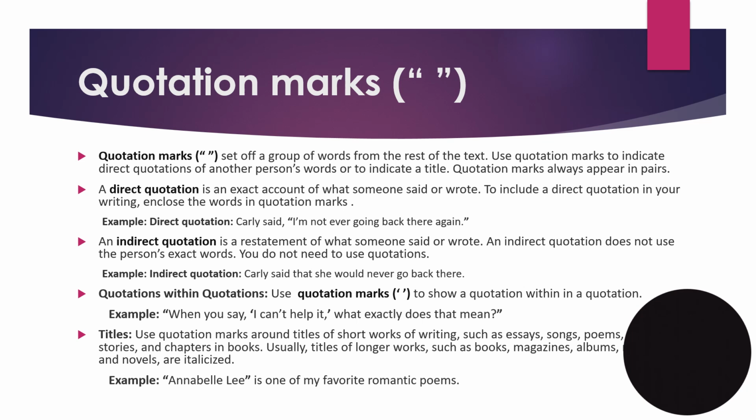Example, direct quotation: Carly said, "I'm not ever going back there again." An indirect quotation is a restatement of what someone said or wrote. An indirect quotation does not use the person's exact words. You do not need to use quotation marks. For example, Carly said that she would never go back there.